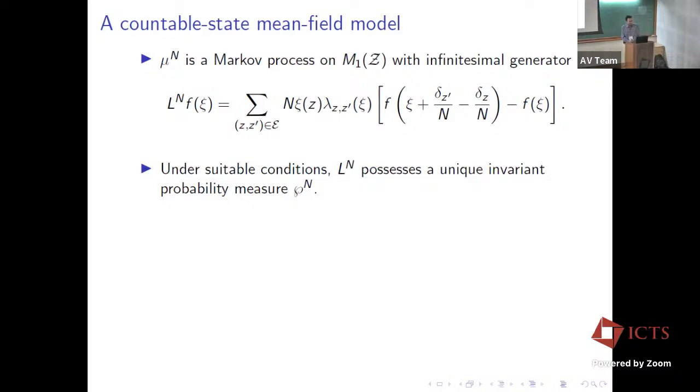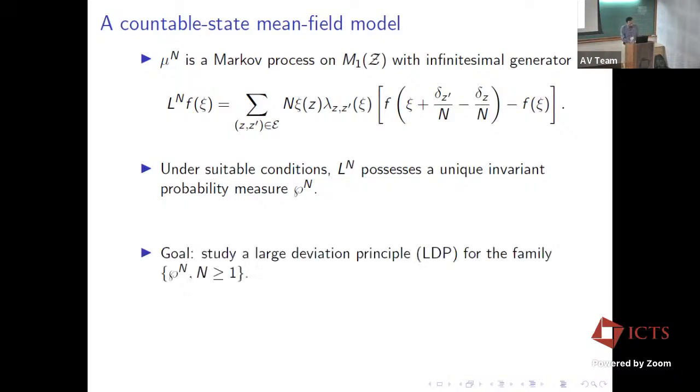Under some conditions, one can say that this is a connected graph, and therefore you will be able to move from any state to any other state. And so the generator possesses a unique invariant measure, and I'll call that invariant measure script P^n.